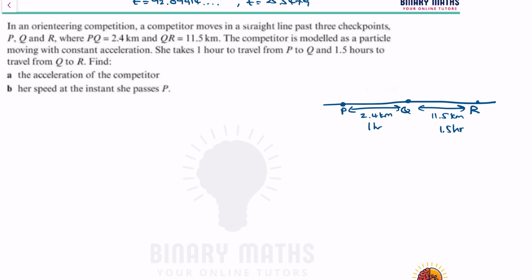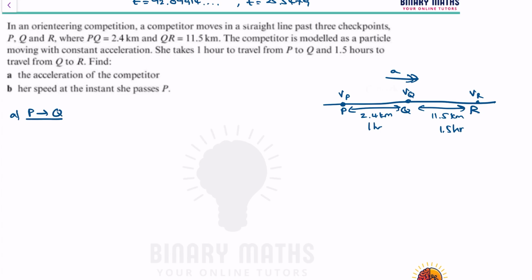We don't know the speed. We don't know the acceleration. Okay, so there's a lot of unknowns. Let's call this velocity at P, velocity at Q, and velocity at R. If we look at the journey, we have this acceleration, which we don't know the value of. Because we have 2 separate journeys, we should be able to solve it simultaneously with 2 unknowns. So first look at the journey from P to Q.